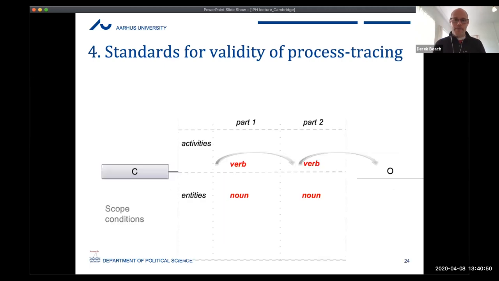At the theoretical level, this involves making your cause explicit. You unpack each of the parts in the form of activities, which are verbs that are doing things that are linking to the next part. Your entities then are nouns. It could be a government, it could be a particular civil servant, or whatever is relevant for your theory.